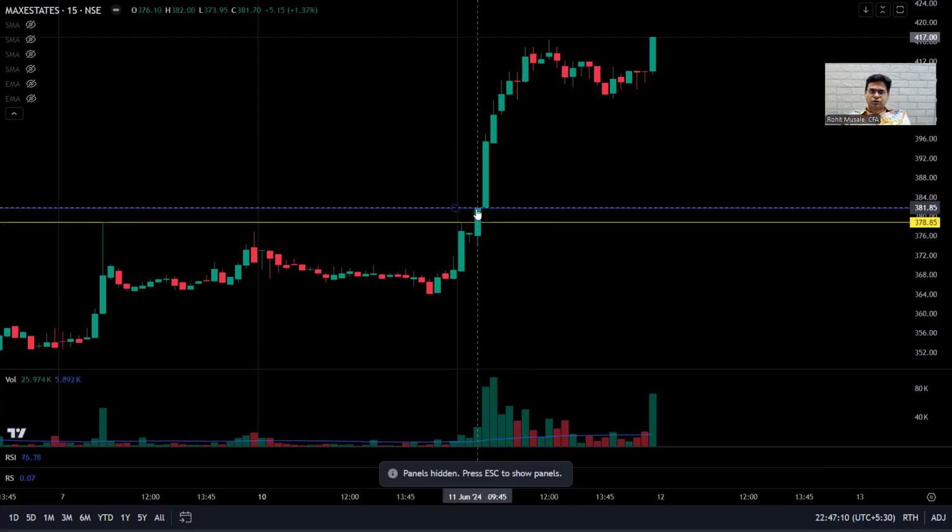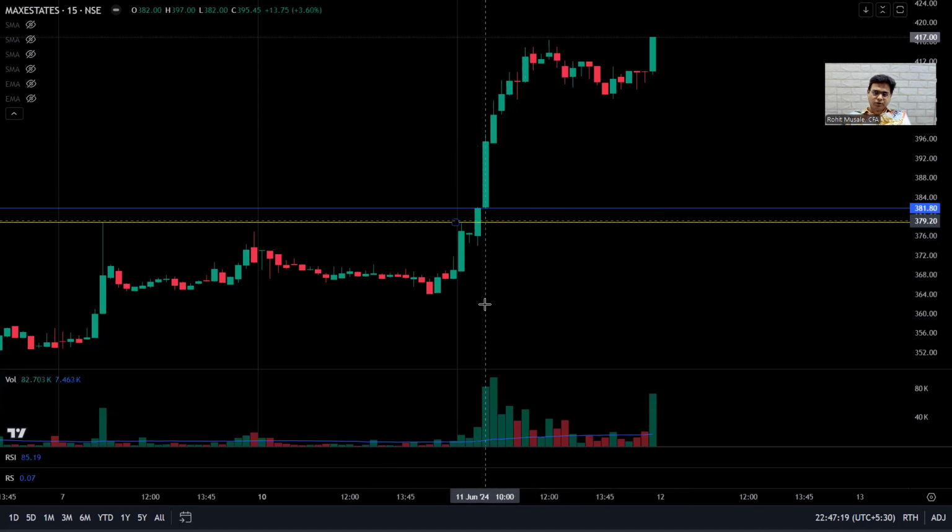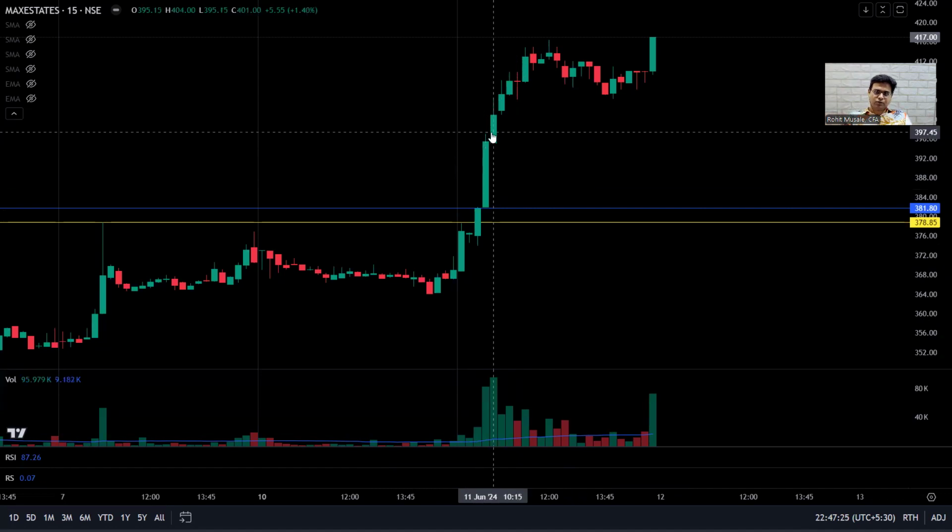that's where I bought the stock, and then immediately I wait for the next two candles and I see whether I'm getting the follow through. What is follow through? Follow through means you should get high volume, two candles at least, which are going up on very high volume. So that's called follow through.